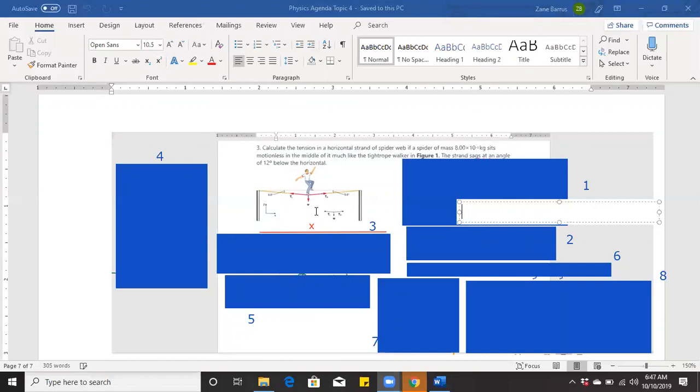Okay, so this question says, calculate the tension in a horizontal strand of spider web, if a spider of mass 8 times 10 to the minus 5 kilograms sits motionless in the middle of it, much like the tightrope walker in figure 1. The strand sags at an angle of 12 degrees below the horizontal.